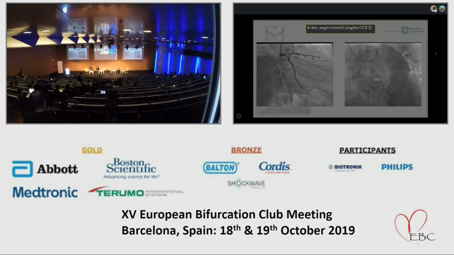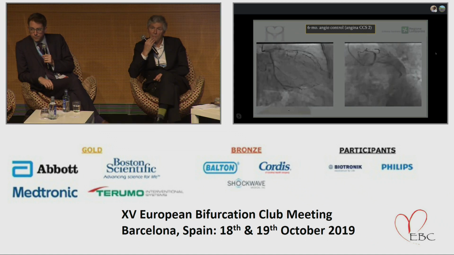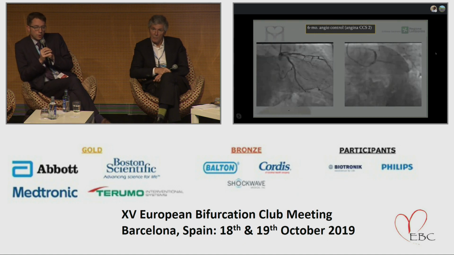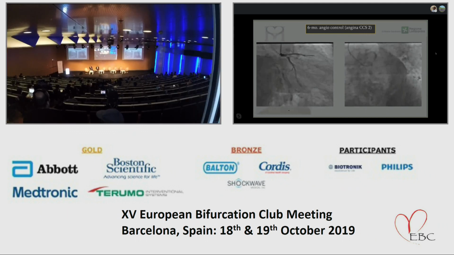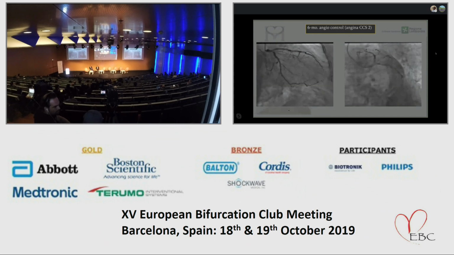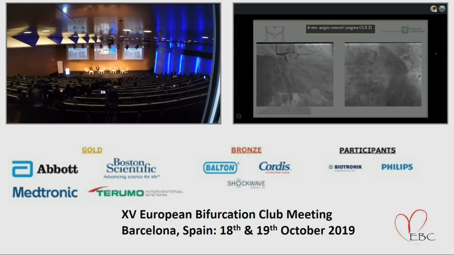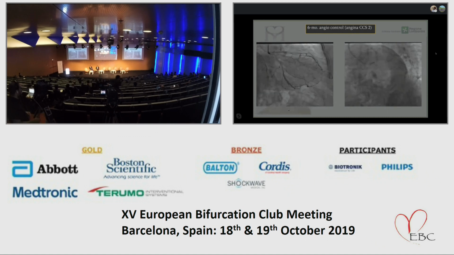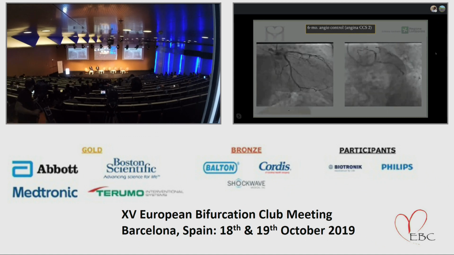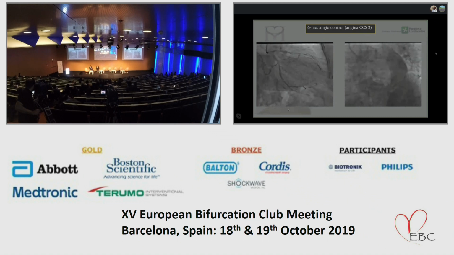But the kissing balloon was done crossing proximally. I think this is the reason why there is this double lumen, because the balloon in the side branch went into the circ very proximally. Imagine the picture: when you cross proximally, you obstruct the main vessel. So they crossed proximally, and then they created this new carina with two double lumens across.